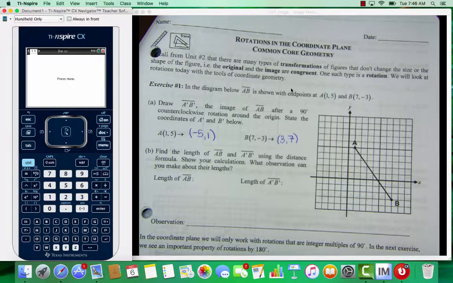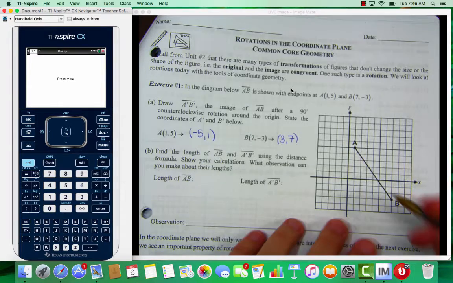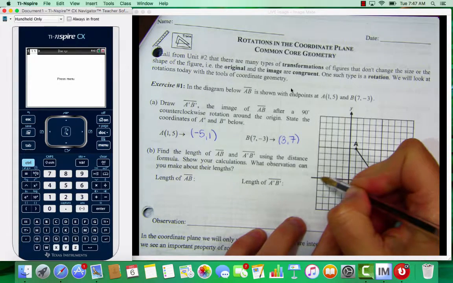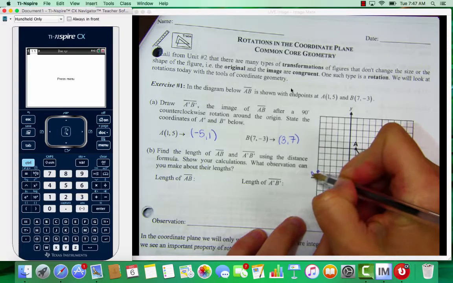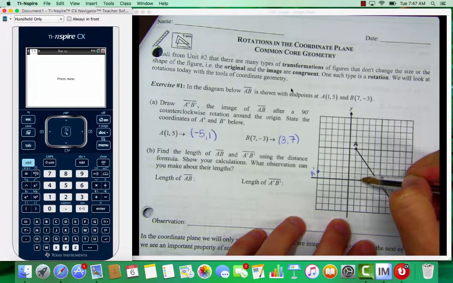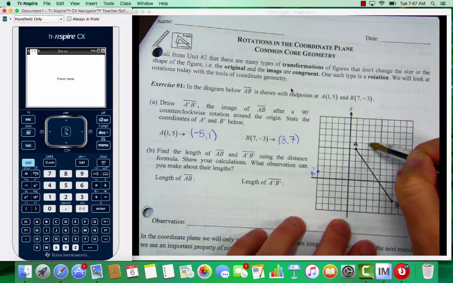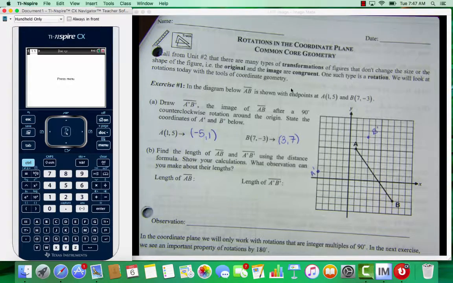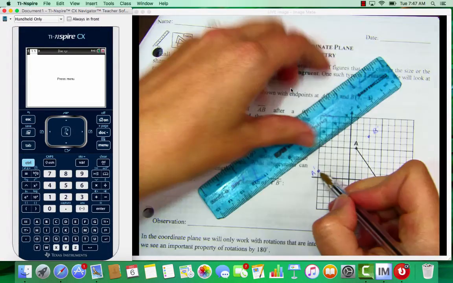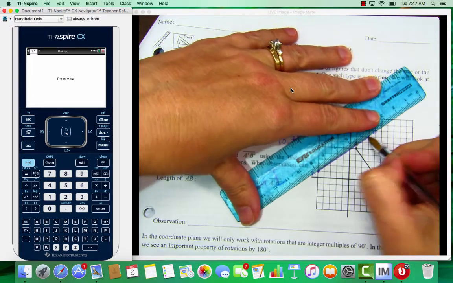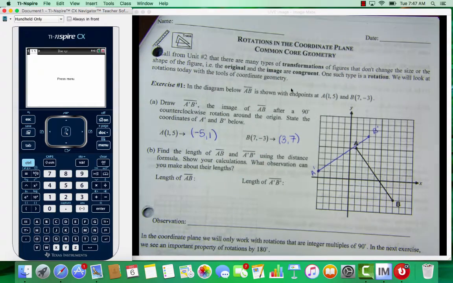And so now what they want us to do is actually draw in that image. So negative 5, 1 is there, so that's A prime, and 3, 7 is that point, and that's going to be our B prime. So we have the segment drawn. It's been rotated 90 degrees counterclockwise around the origin, and we found and stated the coordinates.